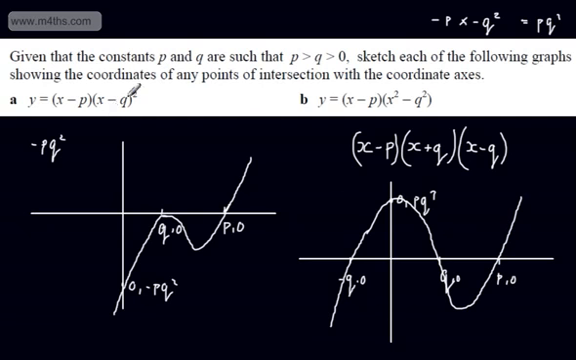Given that the constants p and q are such that p is greater than q, which is greater than 0, sketch each of the following graphs showing the coordinates of any points of intersection with the coordinate axis. So quite a nice little question here, as we're dealing with constants rather than these numeric values. Okay, let's move on and look at something else.